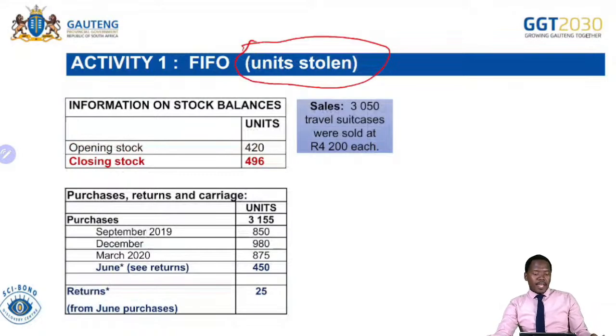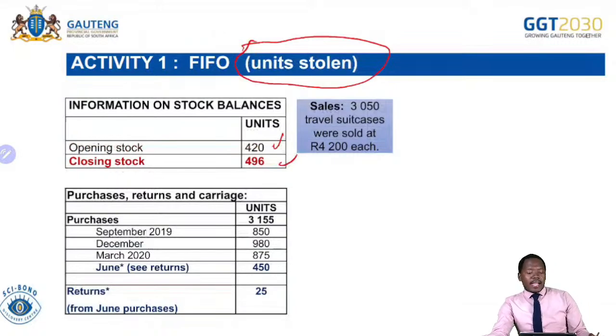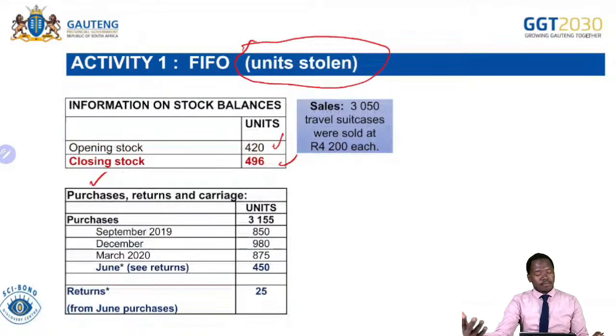Right, now, we are given the information. We are now familiar with the information given to us. Remember, if you are calculating units, we don't focus on the amounts. We just want the units. But if they say calculate value, then we will need the unit price and the amount, the total value. Right, now grade 12, we are given the opening stock, closing stock, and then we are given the purchases, returns, as well as there are no carriages, fortunately or unfortunately. And then we are also given our sales number.